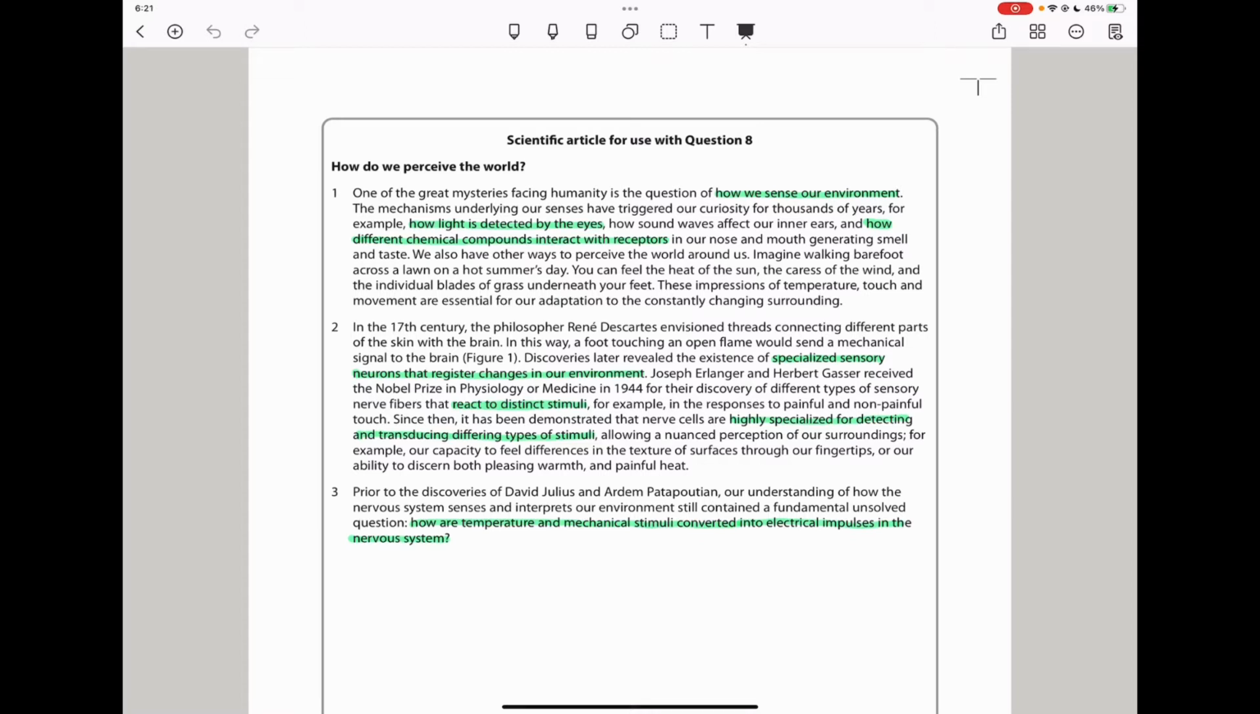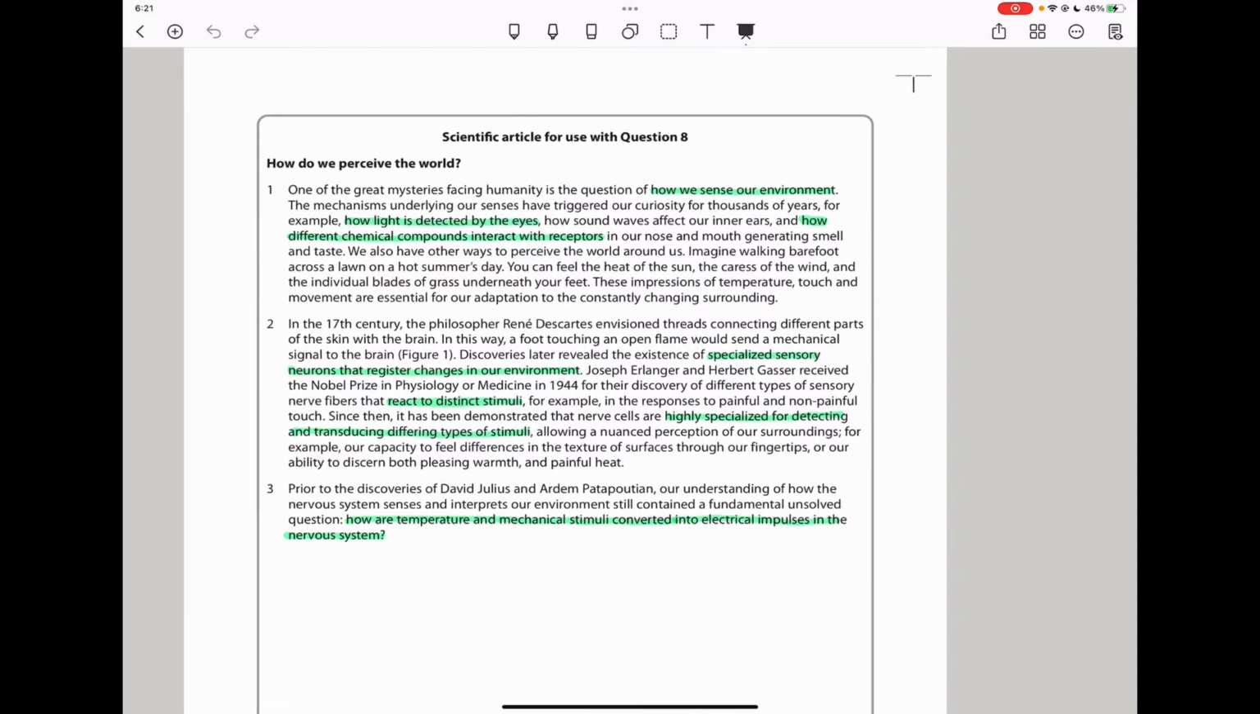Paragraph 3. Prior to the discoveries of David Julius and Ardem Patapoutian, our understanding of how the nervous system senses and interprets our environment still contained a fundamental unsolved question: how are temperature and mechanical stimuli converted into electrical impulses in the nervous system? So let's move on.